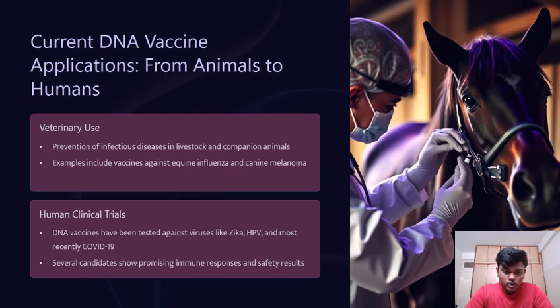DNA vaccines have been tested against viruses like Zika, HPV, and most recently COVID-19. Several candidates show promising immune response and safety results.